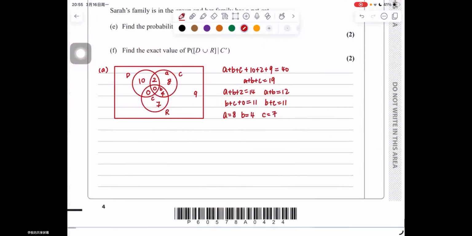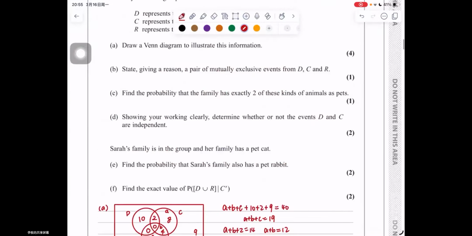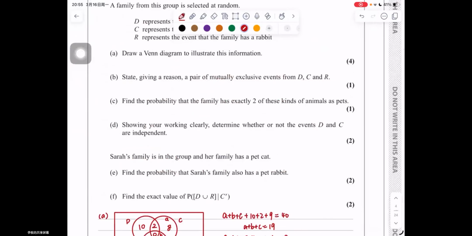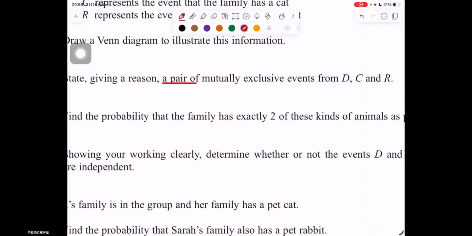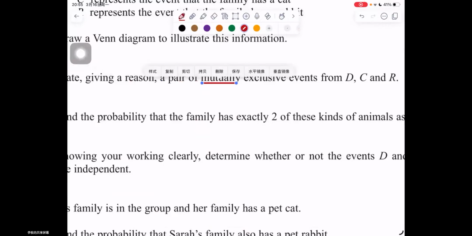Okay, now part A is done. Part B: state, giving a reason, a pair of mutually exclusive events from D, C, and R. So we're going to state 2 of these events, since it says a pair, from those 3 sets, D, C, and R. Now there's a key word, mutually exclusive. What does mutually exclusive mean?